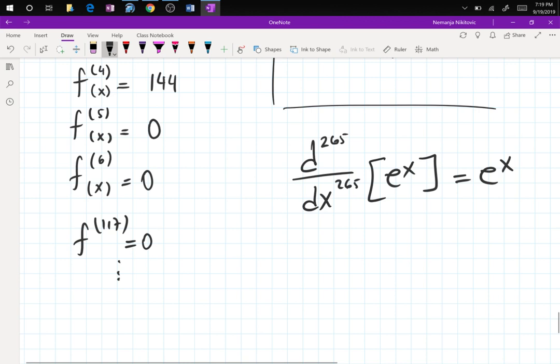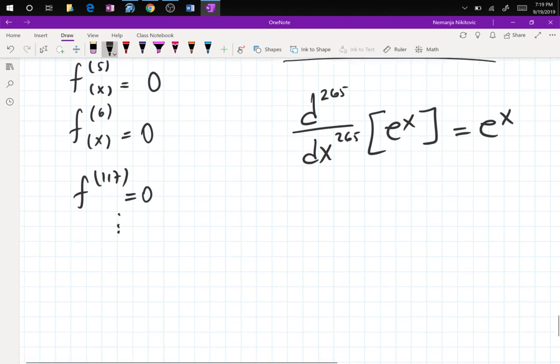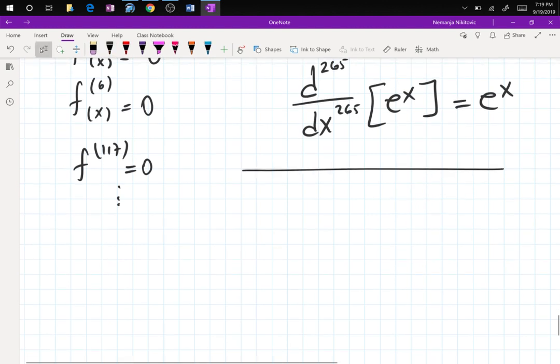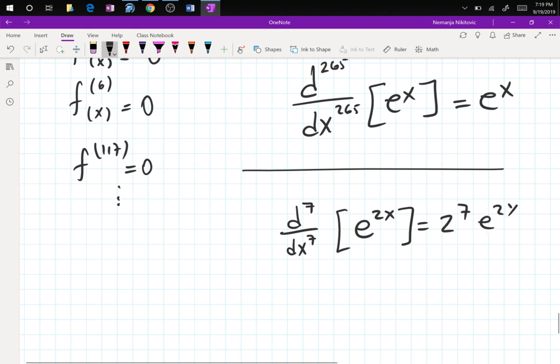Now, for those of you that are mathematically inclined, I can ask another question. We're going to think a little bit about this one. What is the seventh derivative of e to the 2x? The 7. Yeah, that guy right there. You want him in all of your lab groups, right? It's 2 to the 7th e to the 2x.